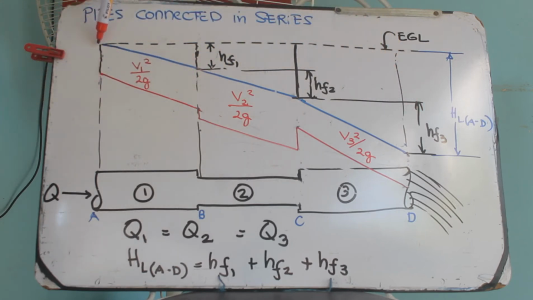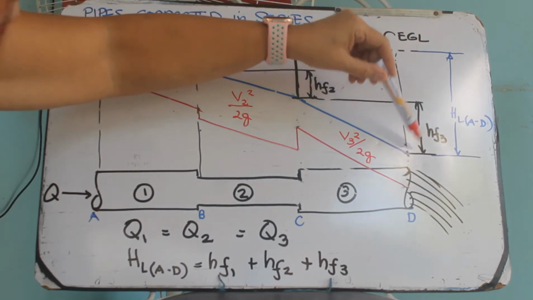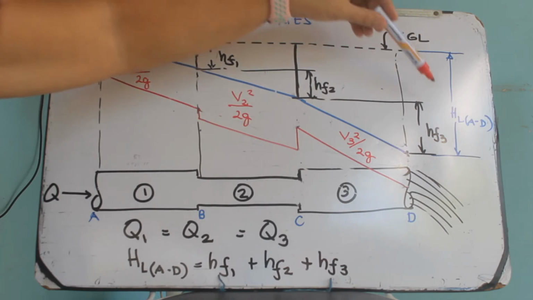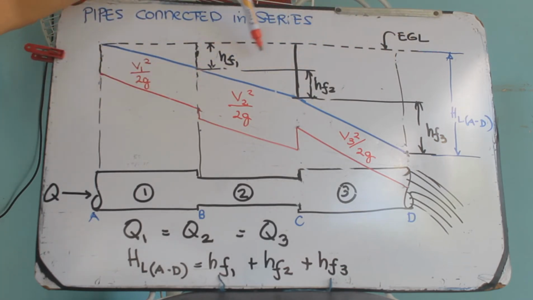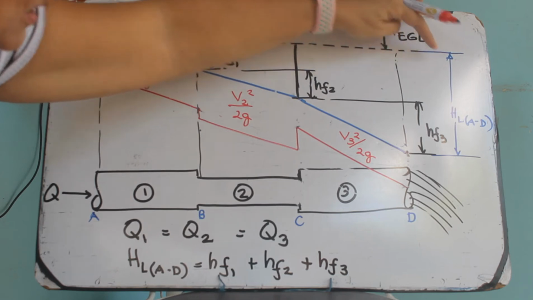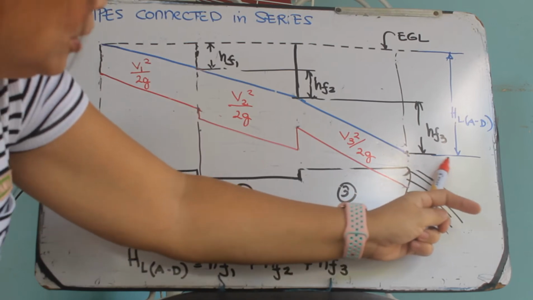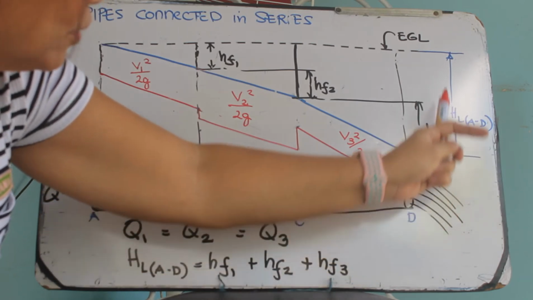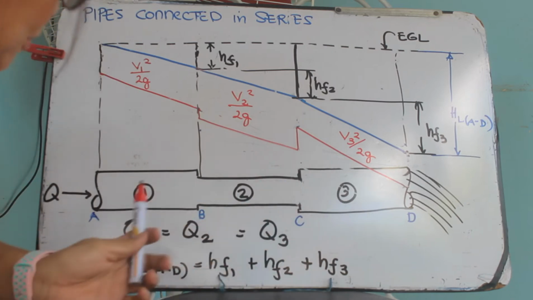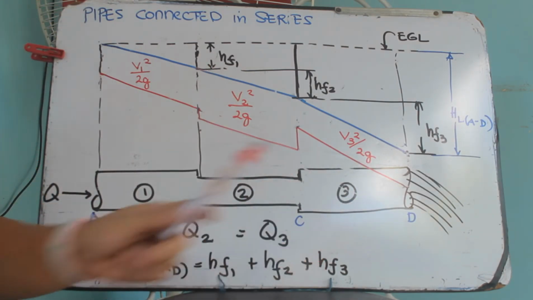So, from the total energy as it enters point A, the total energy of the fluid goes down to here. Okay? So the total head loss that occurred is the sum of all the friction losses from pipe 1, pipe 2, and pipe 3, which is equal to the total vertical drop from the original energy gradient to this point. This is the energy that is left. Okay, so HL, the total head loss from A to D, is the sum of HF1, HF2, and HF3.